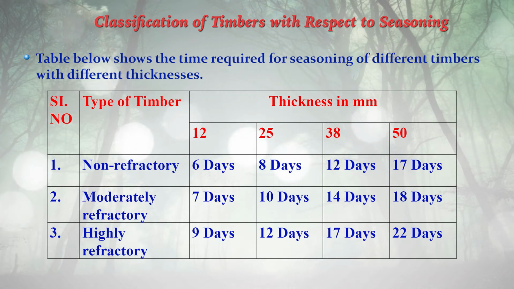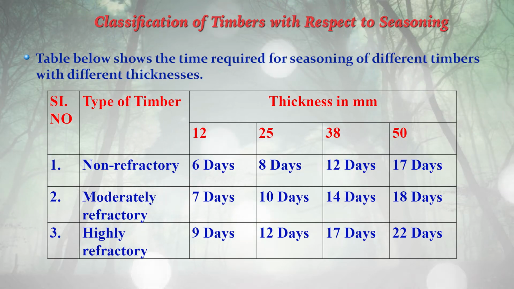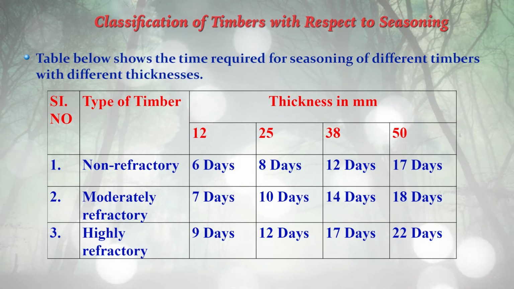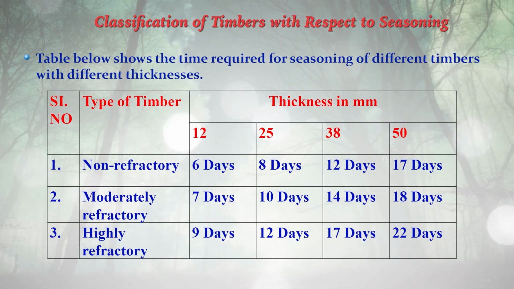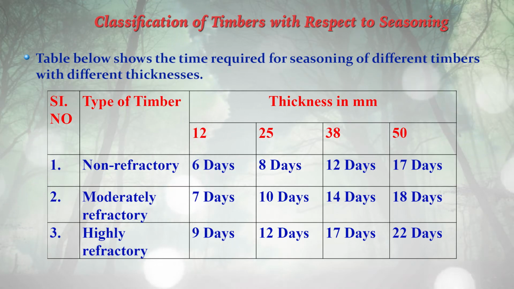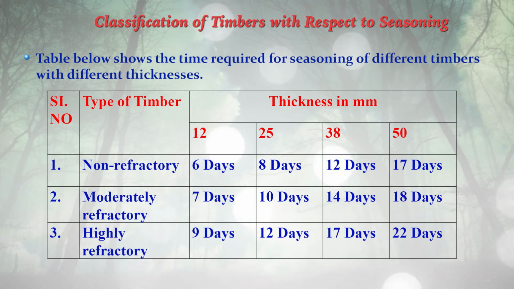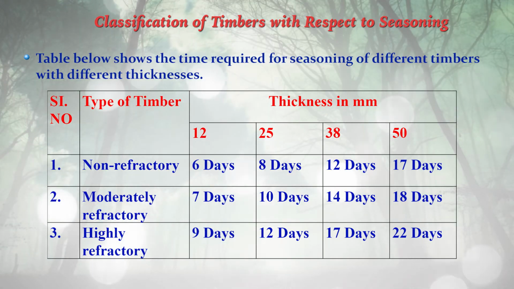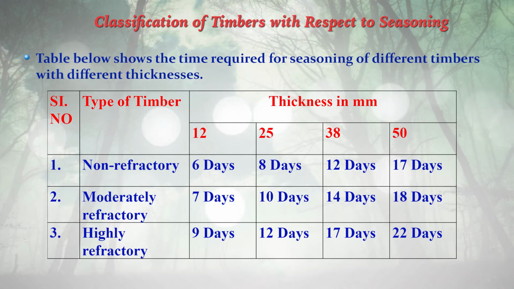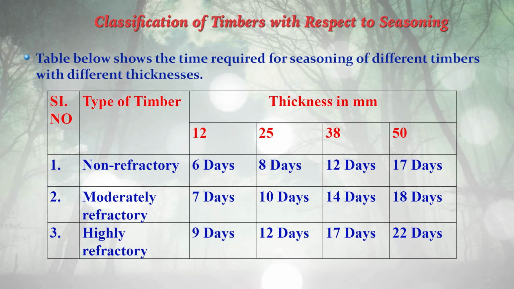So for example, for non-refractory timber, for a thickness of 12 mm it will take 6 days, whereas a piece of thickness 25 mm will take 8 days. Similarly, a piece of thickness 38 mm will take 12 days, whereas a piece of thickness 50 mm will take 17 days. So for the same timber, that is non-refractory timber, you see that with the increased thickness, the number of days for seasoning of the timber also increases.